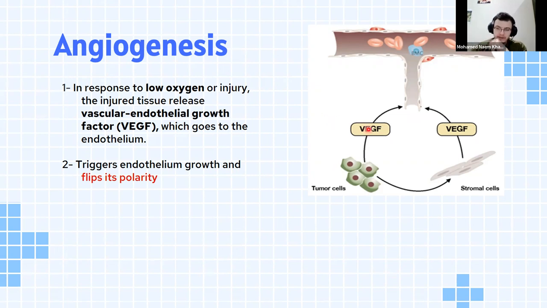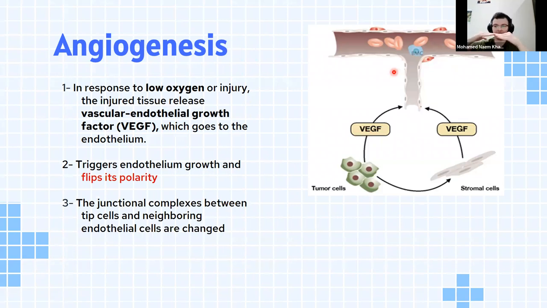Okay, so this is step number two technically, because step number one is the release of the factor. What about step number three? The junctional complexes break down. So we flipped the polarity, right? Now it can face, but still it didn't face the interstitium, but it can face it. Now we break the junctions.